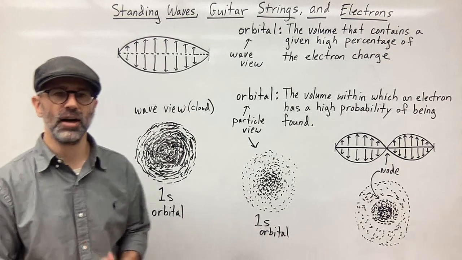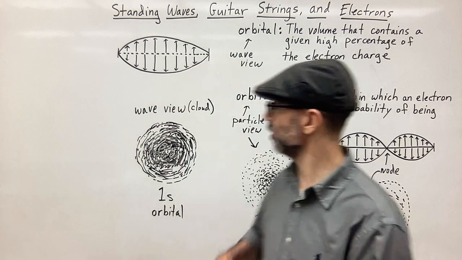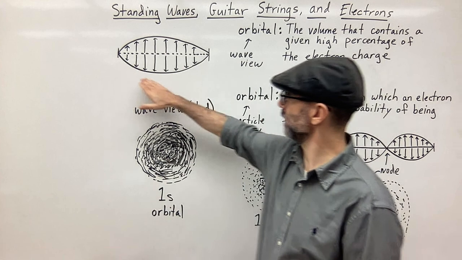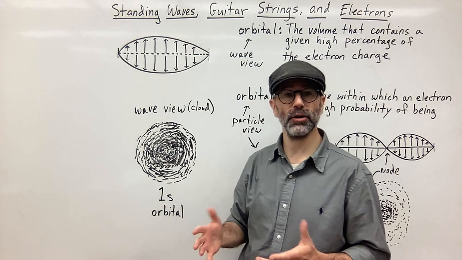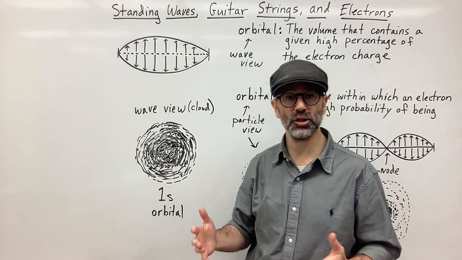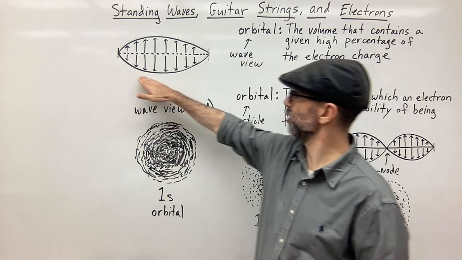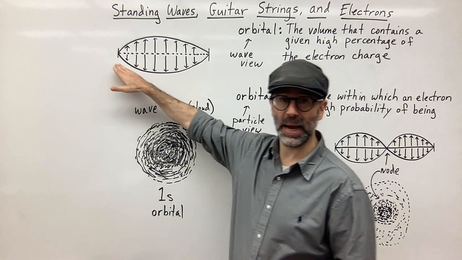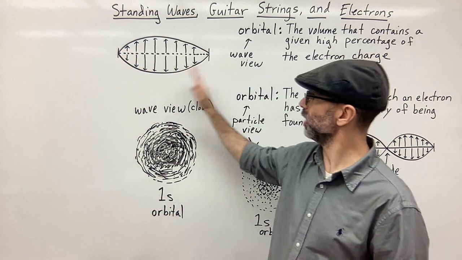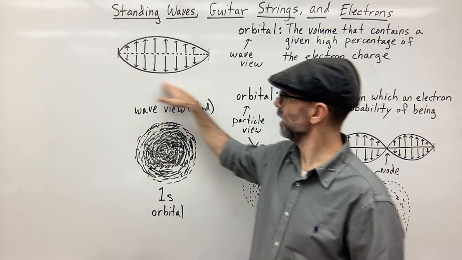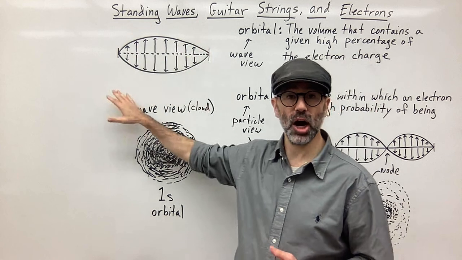Okay, so let's talk about orbitals now. So let's remind ourselves about our standing wave. So here we have a standing wave. And as I said, the lowest waveform that you can have on, say, a guitar string or a physical standing wave is this form here, where you get one half wave spanning the whole way from one end of the string to the other. So this is the simplest, lowest energy waveform you can get for your guitar string.